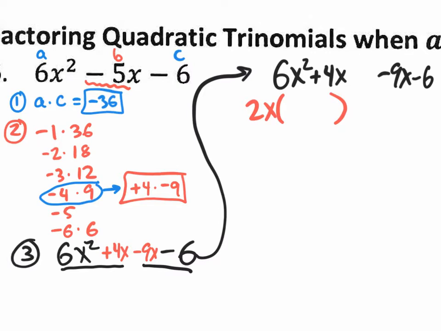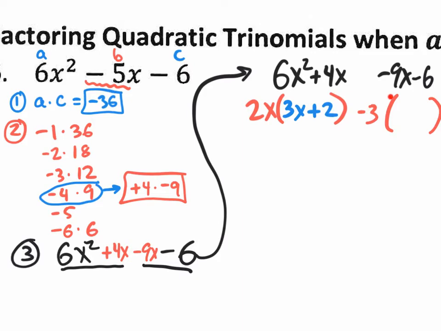And if you pull out a 2 and an x, 2x times what will get you back to a 6x squared? That will be a 3x. 2x times what will get you back to a 4x? That will be a 2. Okay, now let's pull out what's in common in the second group. In the second group, we could actually pull out a 3, but it's better to pull out a negative 3. That way, you'll end up with positive terms on the inside.